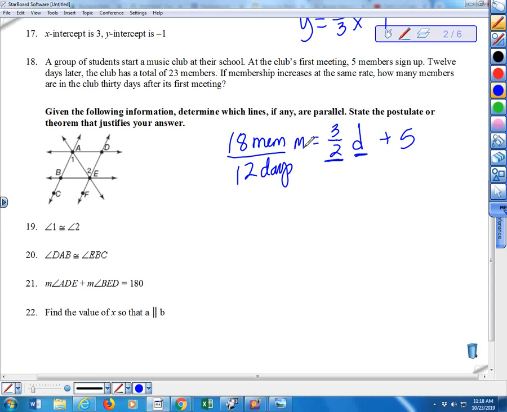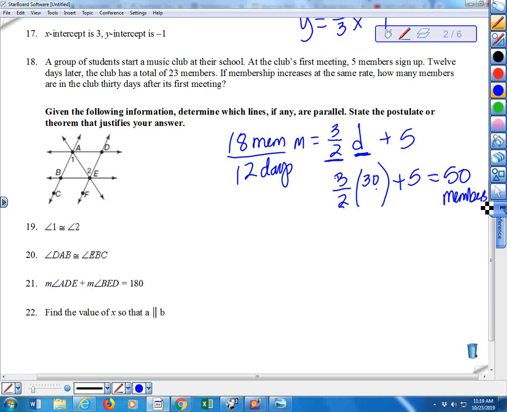Okay, so the number of days is 30 after its first meeting. So I take 3/2 times 30 plus 5. 30 divided by 2, 15 times 3, 45 plus 5. 50 members.